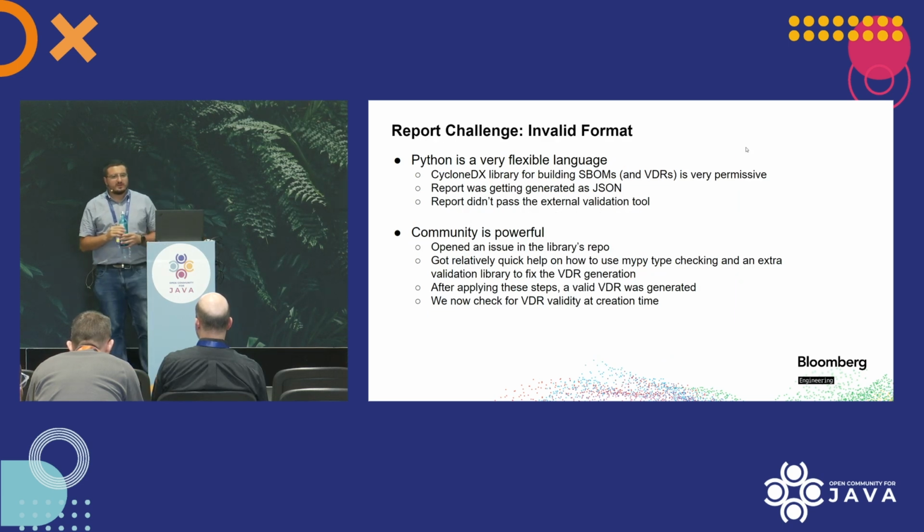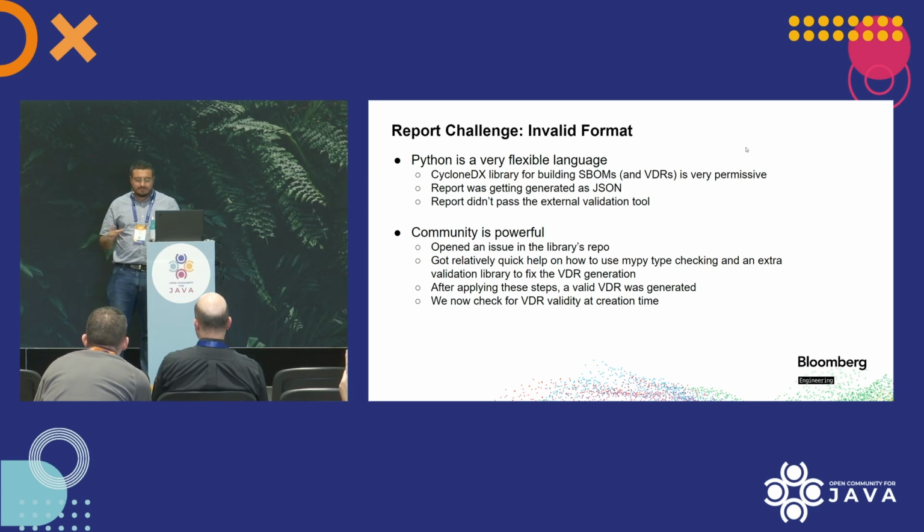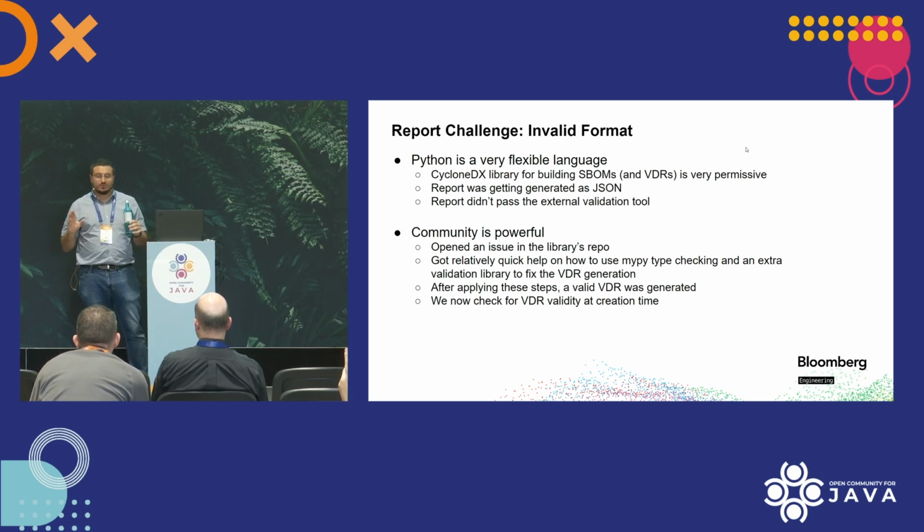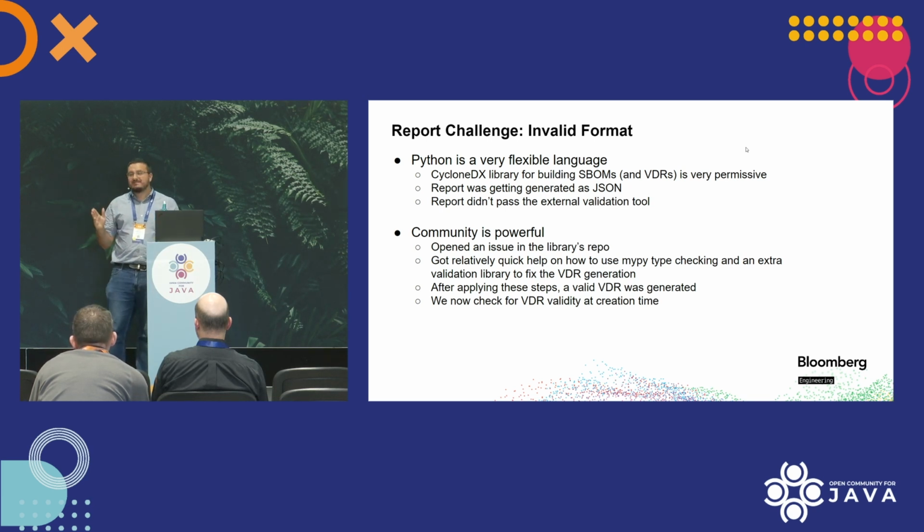So the challenge we faced was we were creating this VDR, we were all excited, it was great, and then somebody pointed out that there is a validator tool for SBOMs. So I took it and I uploaded it to the validator tool and it said invalid, and that was bad news. So it turns out that the CycloneDX Python library, because I didn't have type checking turned on, was being very permissive. And it was generating a JSON report, but it wasn't passing the validator.